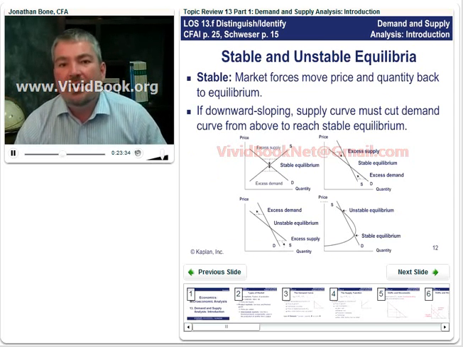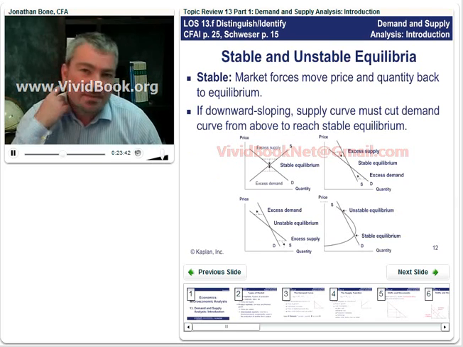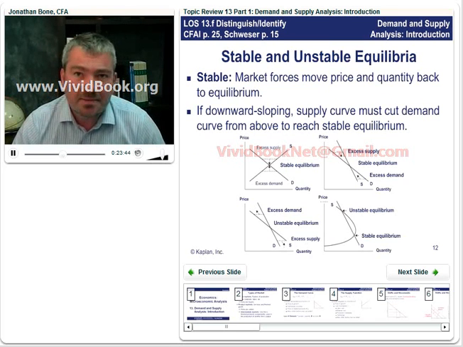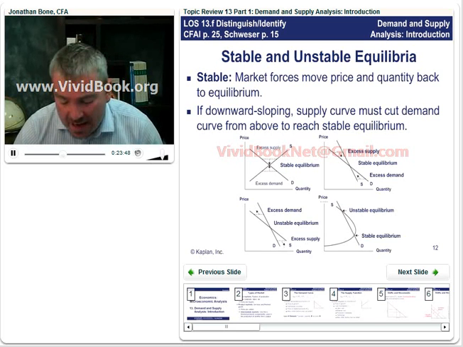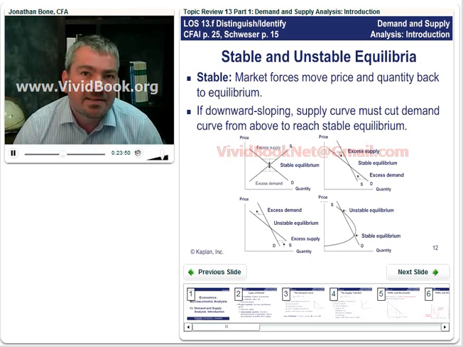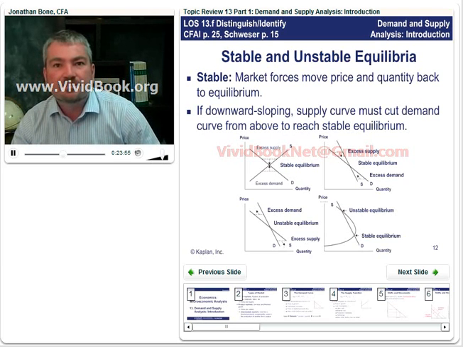Now, we are here asked to describe or discuss stable and unstable equilibrium. Now, we've got some diagrams here, and I'll take you through those diagrams. But first of all, I want to set you up with some rules that will make this learning outcome absolutely a piece of cake. So distinguish and identify stable and unstable equilibrium.